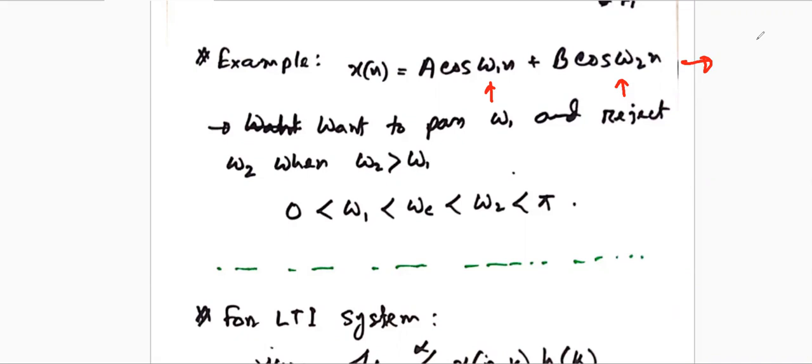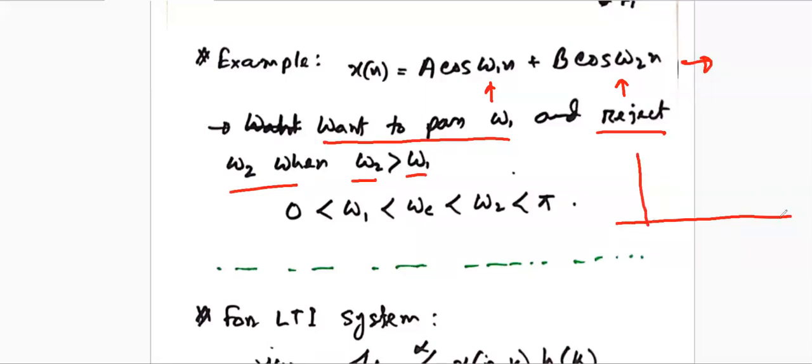Now, what is our task? Our task: we want to pass omega 1 and reject omega 2, where omega 2 is higher than omega 1. So if I draw it in the frequency domain, on the omega scale, let's say this is omega 1 and this is omega 2. We have two values there, and omega 2 is higher than omega 1. So we need to pass omega 1 and reject omega 2.